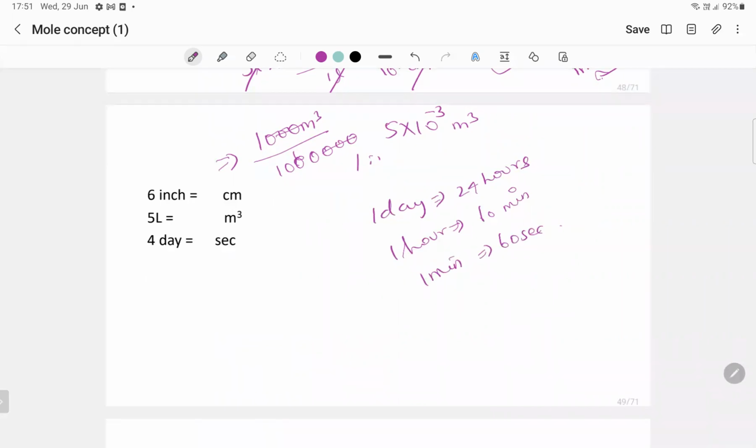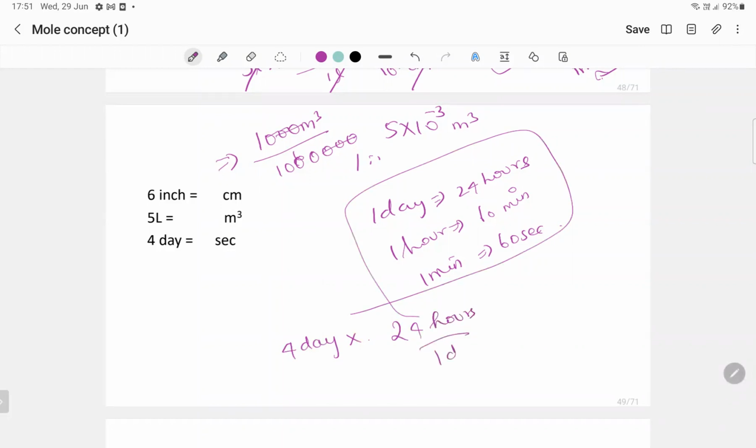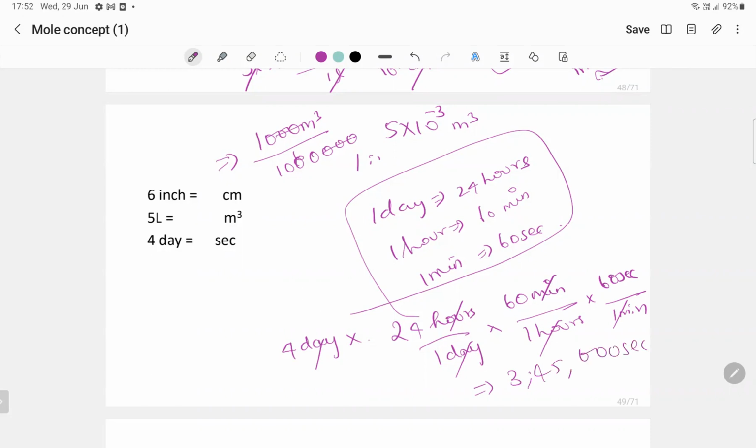Why 5,760? You need to convert your day to seconds, which means you have to include your day within hours. You have included all these things in the factor unit method. So 4 days into 24 hours divided by 1 day, 60 minutes divided by 1 hour and 60 seconds divided by 1 minute. So day, hours, minutes get cancelled. If you multiply each and everything, it is 3,45,600 seconds.